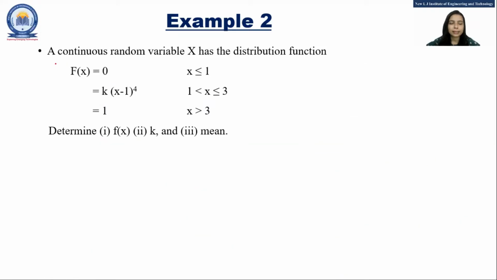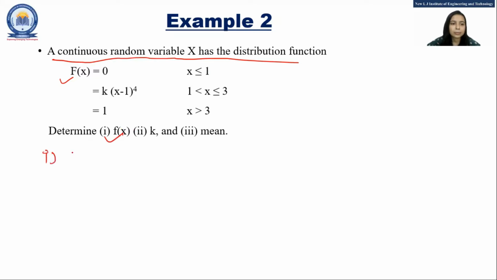Now coming to the next example. It is given that a continuous random variable x has the distribution function. Here the distribution function is given instead of the PDF, that is the probability density function. F of x is equal to 0 when x is less than 1, k into x minus 1 to the power 4 when x is greater than 1 and less than or equal to 3, and equal to 1 when x is greater than 3. First we have to determine f of x.